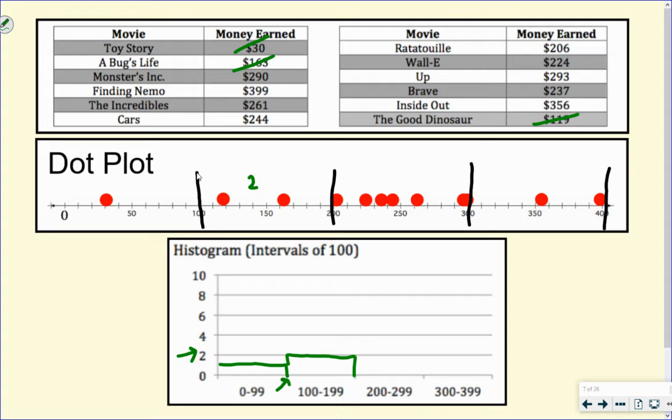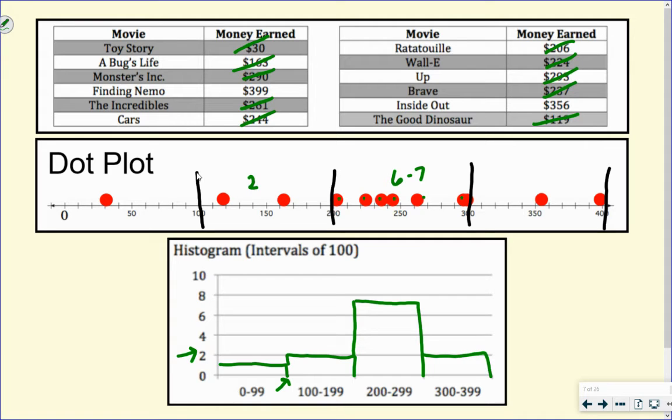Okay, next is between 200 and 299. If I had to guess, I would say 1, 2, 3, 4, 5, 6. But remember, there were 2 dots there, and I'm not sure, so it's between 6 and 7. Let's go to the top and make sure. 1, 2, 3, 4, 5, 6, 7. So 7 is the correct one there, and I'm going to go up to halfway in between there and go over. And there's my 7. And then between 300 and 399, again, that one is just 2.